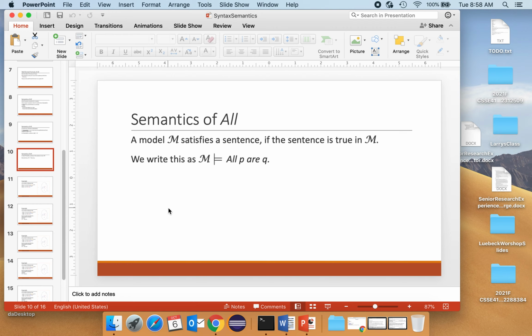Now, we say that a model M satisfies a sentence if the sentence is true in M. We'll see some examples of what we mean by that in a moment. Technically, what we write is that the model supports a particular sentence, all P are Q. In other words, it is true in this model. So how do we know whether something is true in a model?